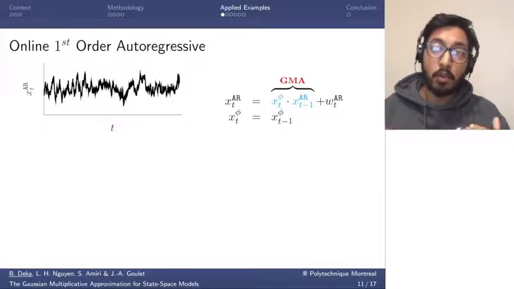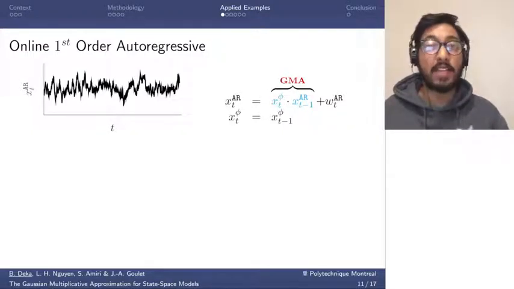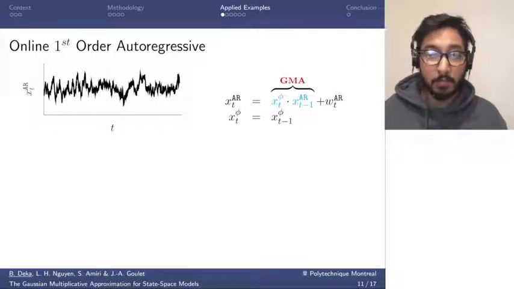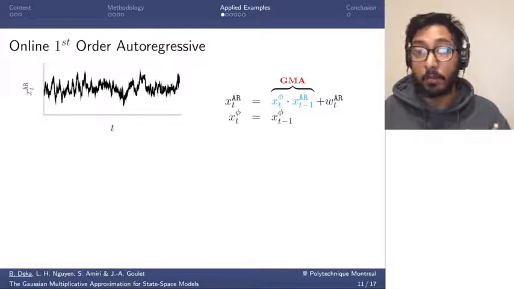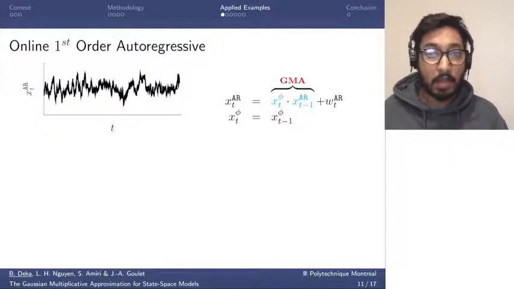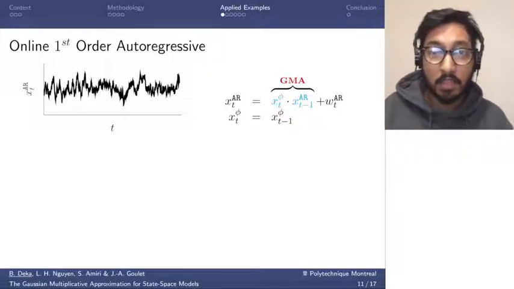So what do we do for the equation above, which is x_AR? Now we have a product of x_phi times x_AR plus the additive process error. Here you see the benefit of using GMA. We now have the product of two Gaussian random variables: x_phi, which is a Gaussian random variable, times x_AR, which is also a Gaussian random variable. Now we can leverage our method GMA to obtain the moments for the product of these terms.